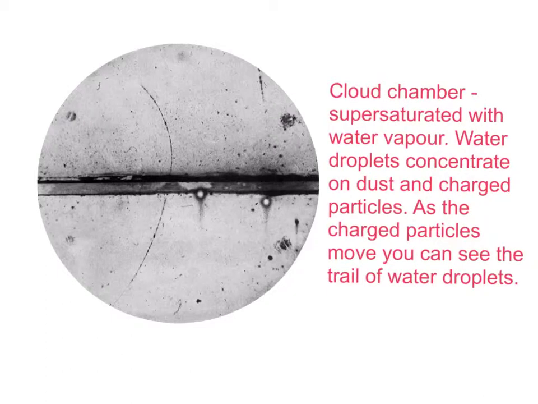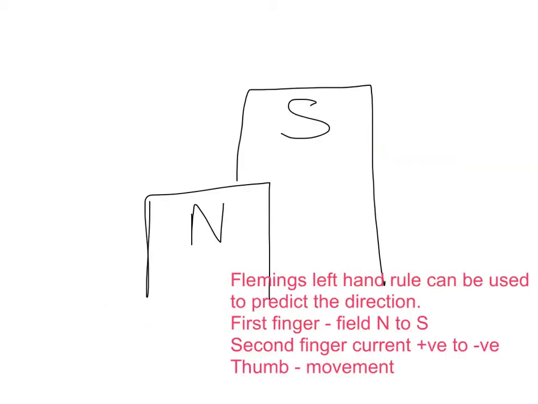But why does it curve? Well, to understand why particles curve, physicists put them in a magnetic field. And different charged particles curve in different ways. In fact, oppositely charged particles curve and spiral in opposite directions. Here you can see a magnet set up with a north on one side and a south on the other.